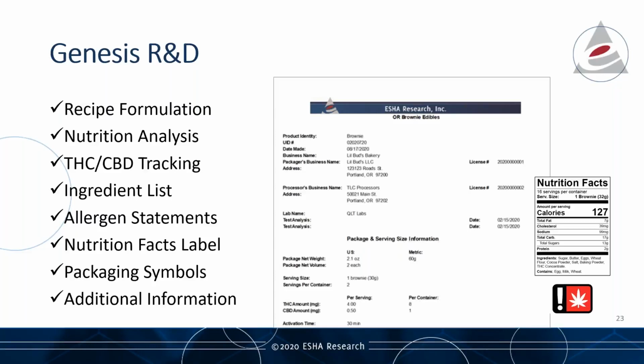In addition, Genesis includes tools to help you categorize and organize your files and to help you capture your supporting documentation. So again, whether you are labeling for Oregon products or if you're in other regions, Genesis serves as an important tool for the formulation and documentation process to help you with compliance.